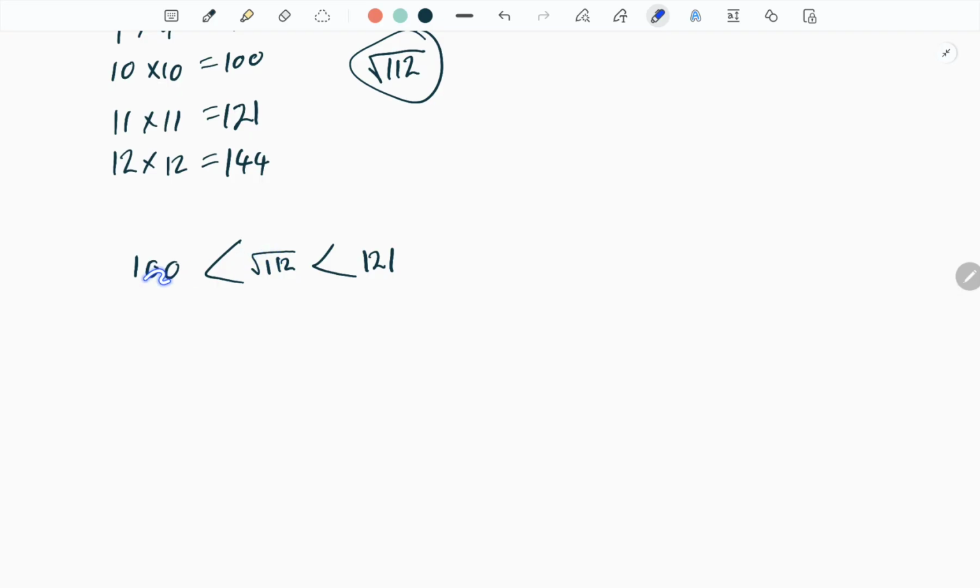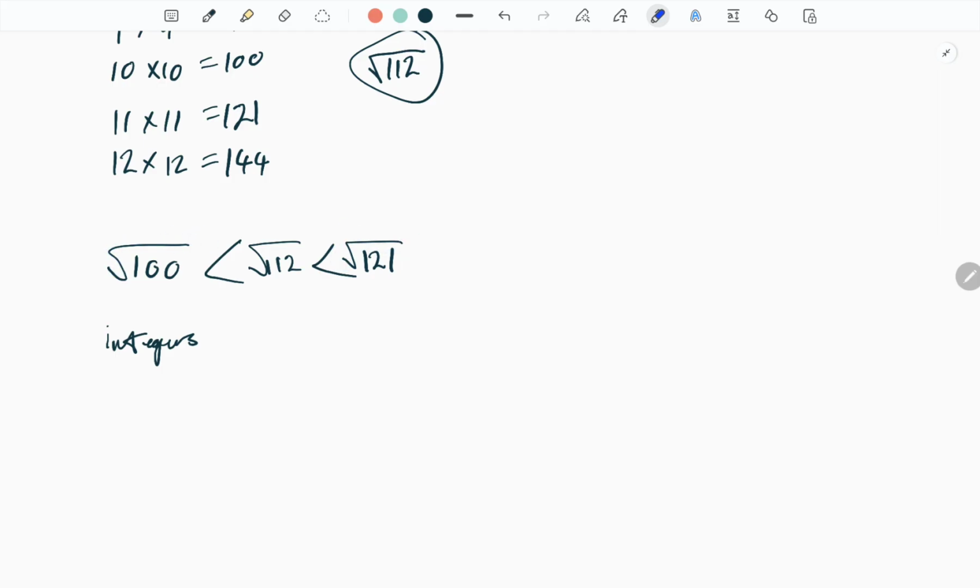Because we are comparing the numbers under the root sign, not the integers. 112 is not an integer, it is under the root sign, and this root sign is included. But because we want the integers, remember, we need the integers, we have to get rid of these root signs.